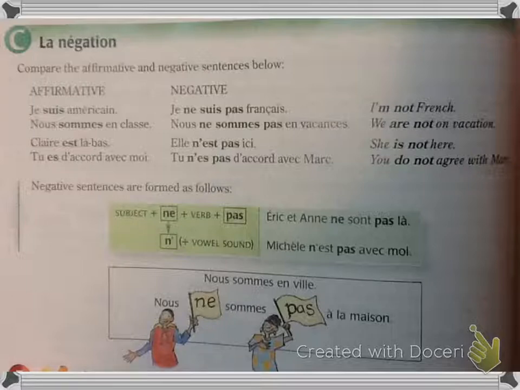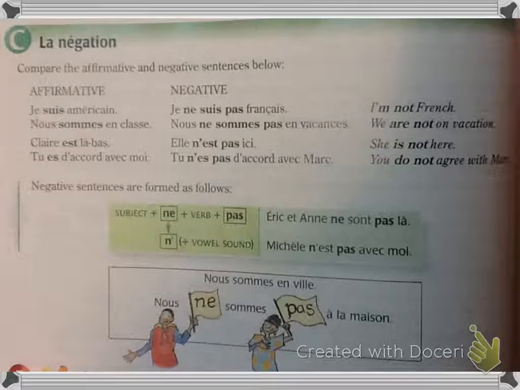Right? So I am American, and notice it's a male saying that because there's no E on American. I am not French. We are in class. We are not on vacation. Claire is over there. She is not here. You agree with me? You don't agree with Mark.